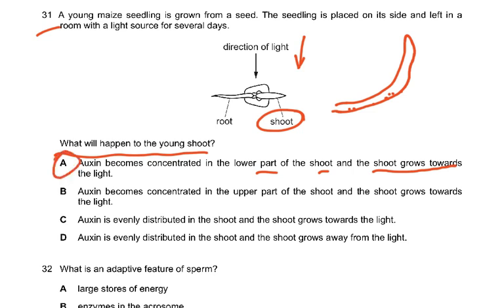But why are the others wrong? Let's talk about that. Auxin becomes concentrated in the upper part of the shoot. No, that's again wrong. It's away from light. Auxin is evenly distributed in the shoot and the root grows toward. No, that's not the case. Auxin is evenly distributed in the shoot and the shoot grows away from the light. It doesn't go away from the light. It's going to grow towards light in this situation.